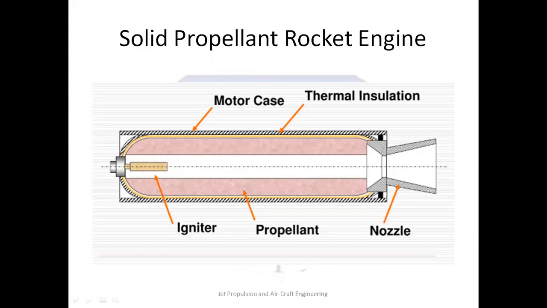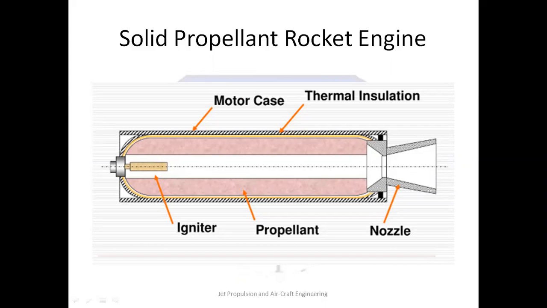A liner is provided between the shell and the propellant. The purpose of the liner is to protect the shell from the higher temperature that will be generated during the combustion process, which reaches up to 3000 degrees Celsius. Now let's go through the working of the solid propellant rocket engine.